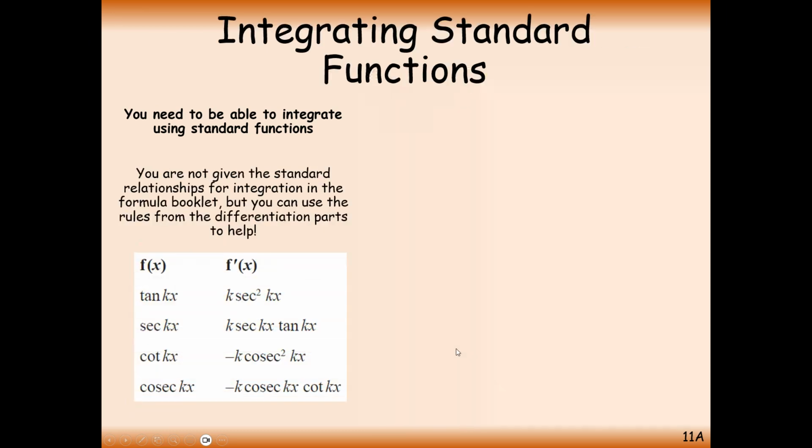Okay, so you will find these derivatives in your formula booklet, and they should be a very good clue when to use the integrals.